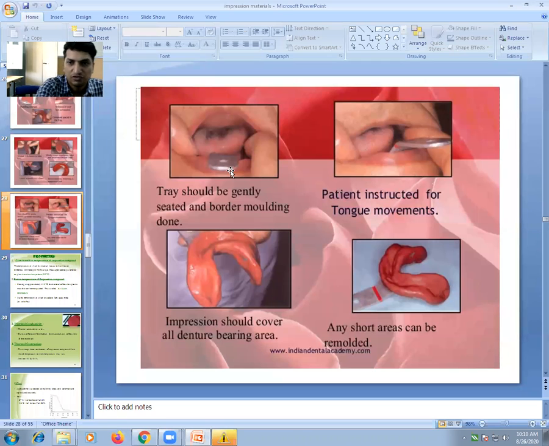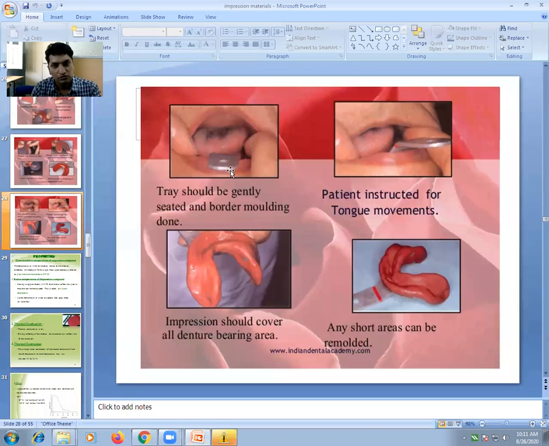If the temperature is less, the material will be rigid or it will become solid. We can't manipulate it according to our wish. Only when it is above fusion temperature can we manipulate it. So we place the tray in the patient's mouth above fusion temperature, and we remove the tray from the patient's mouth after glass transition temperature.